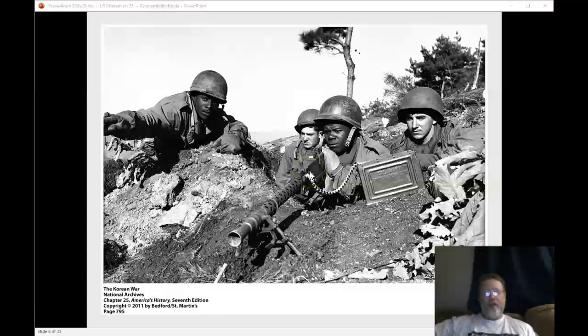Truman, as a reward to African Americans for their service in World War II, both in military and civilian service, desegregates. He tries to desegregate many aspects of American society. He actually is, in many ways, probably our first civil rights president. He has limited effect, but he does several significant things. We'll really talk about those a little bit in chapter 26, mostly 27.